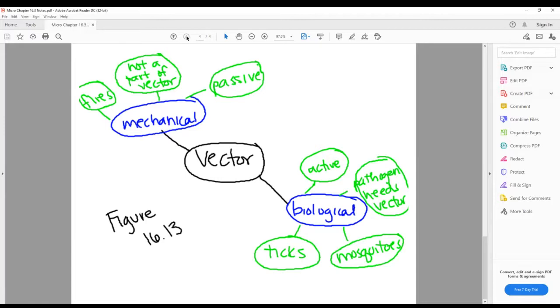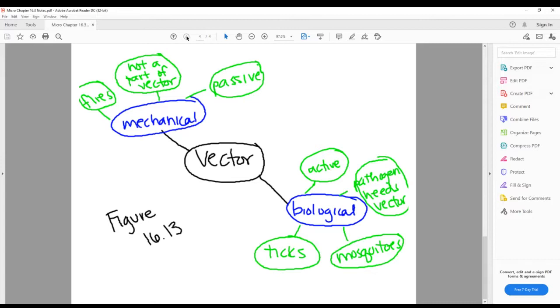So with biological vector transmission, we know a lot more about these types of transmission. With mechanical, it's just happenstance. Did the feces that the fly landed in have any pathogens that it picked up and deposited on your sandwich when it landed on it? So mechanical vector transmission is a little bit harder to track than biological transmission.